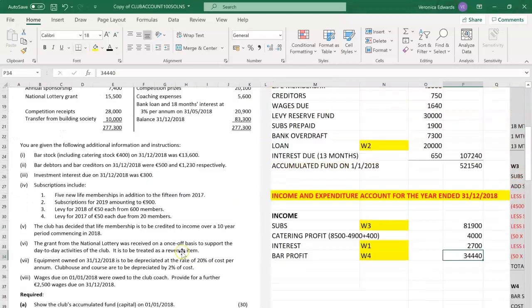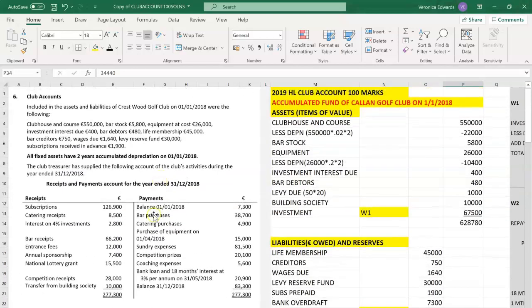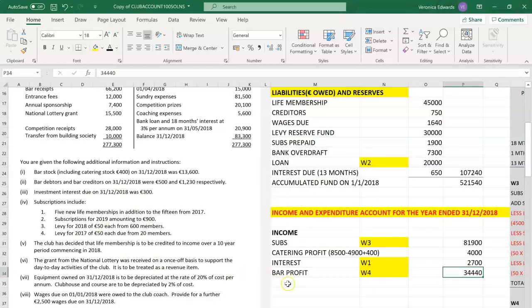So let's go back to the question again and see what our next source of income might be. Entrance fees. So you received 12,000 from entrance fees from your club members during 2018. Okay, no mention of entrance fees at the top of the question or at the bottom of the question, so they don't need to be adjusted. You put them in as they are. What you received is the amount for 2018.